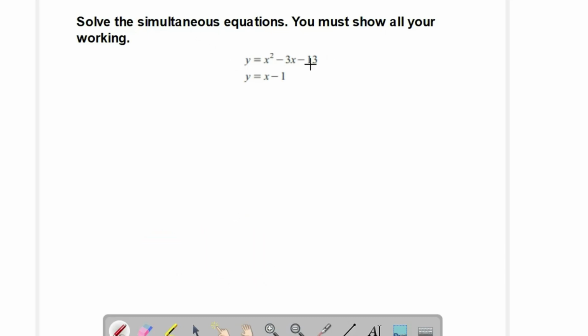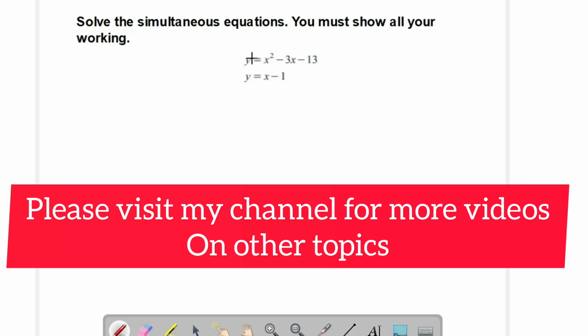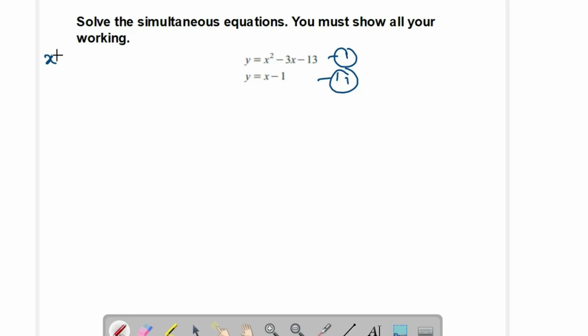Since y is equal to this and y is equal to this, the left-hand sides are both equal, so we can equate equation 1 and 2. Consider this is 1 and this is 2. From 1 and 2 we can write x squared minus 3x minus 13 is equal to x minus 1. Now in order to solve this, we have to bring all the values to one side.